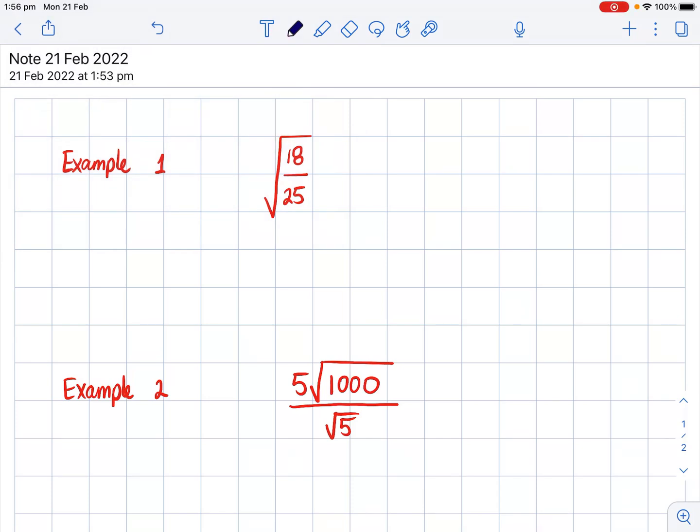Hi all, I was asked to make a couple of videos about simplifying surds, so hopefully these might help a few of you, particularly when we're simplifying and when there's some fractions. So I've got a couple of different examples.